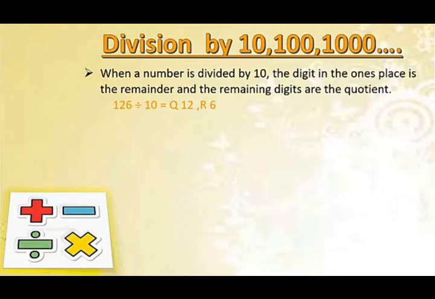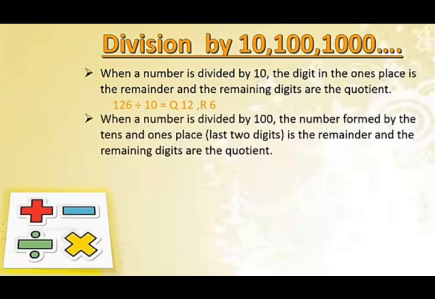When a number is divided by 100, the number formed by the tens and ones place is the remainder. That is last two digits. And the remaining digits are the quotient. For example, 582 divided by 100. Quotient is 5 and the remainder is 82.